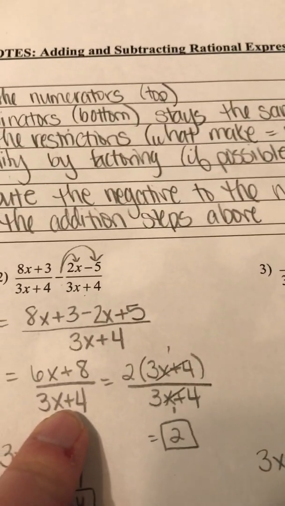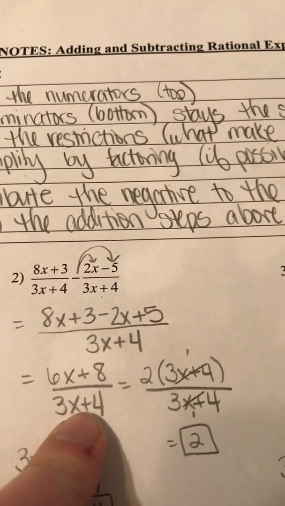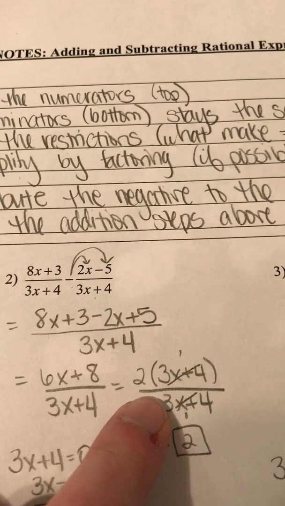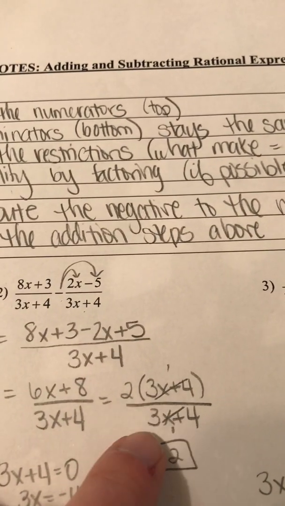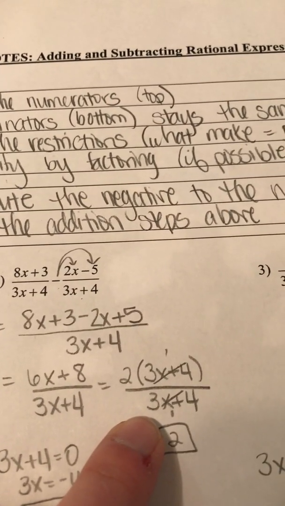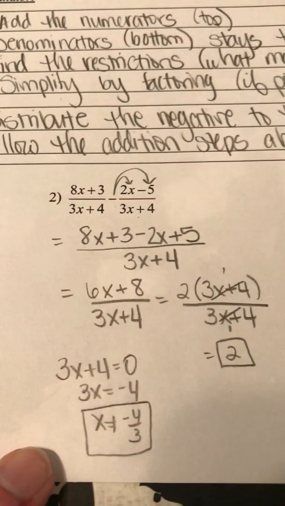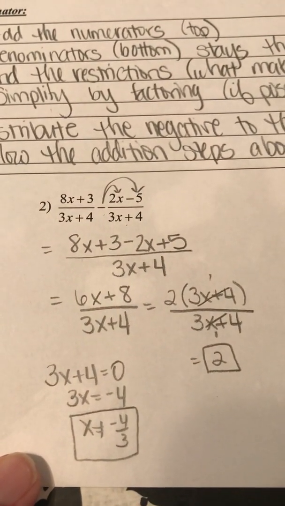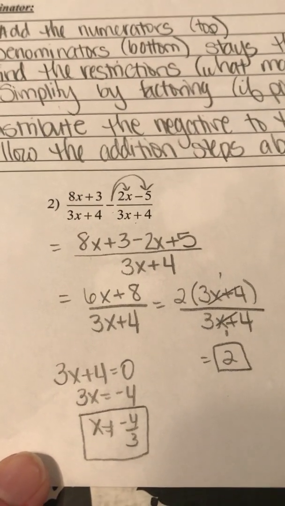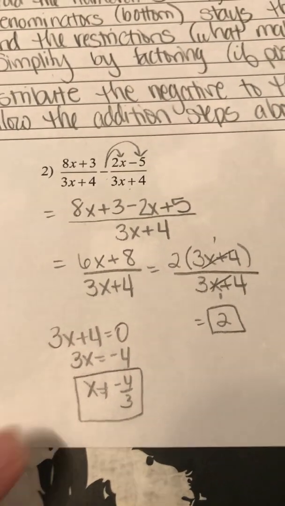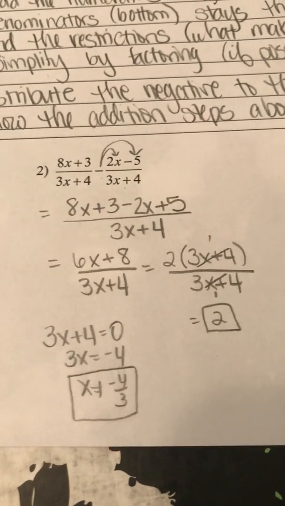But this one, awesome, has a GCF of 2. So I factor that out. And then we end up having the same binomial in the numerator and the denominator, so that can reduce to 1, and we're left with 2. Set the denominator equal to 0, 3x plus 4, right? And we get x can't be negative 4/3, so that is our restriction.